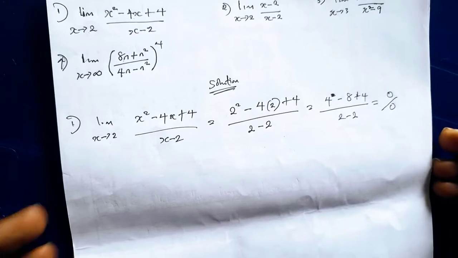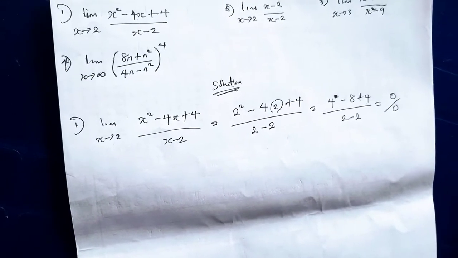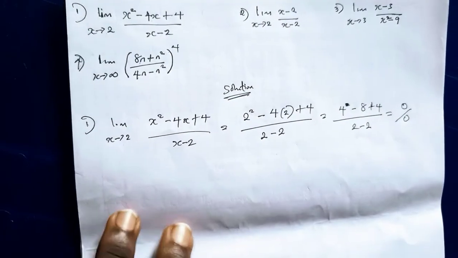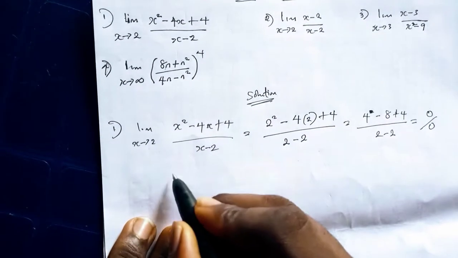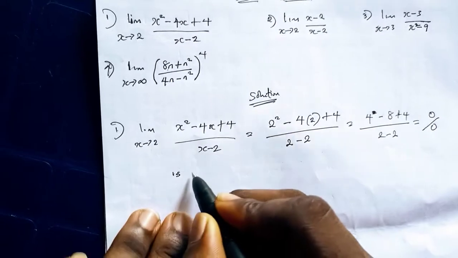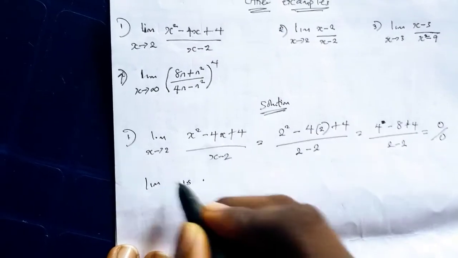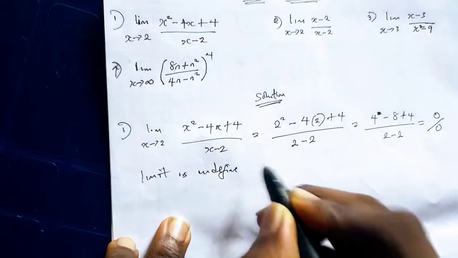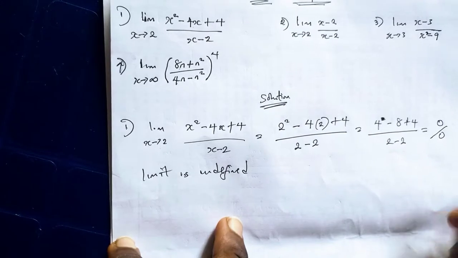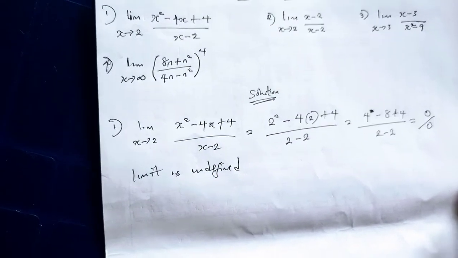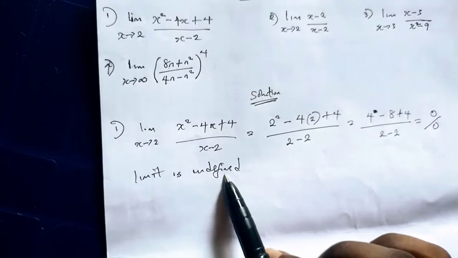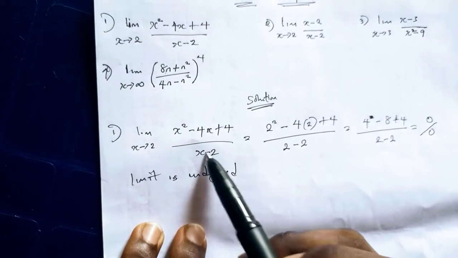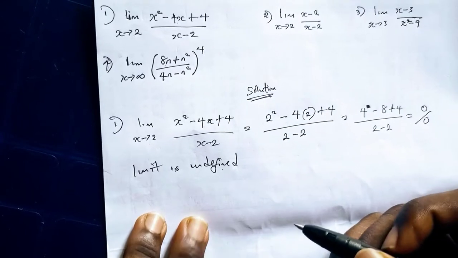Now, this is quite different from the theorems that we have just looked at. In a situation like this, we say that the limit is undefined. Now, there's a way we can resolve this. If the limit is undefined, we can check either the numerator or the denominator and further apply our knowledge of mathematics.